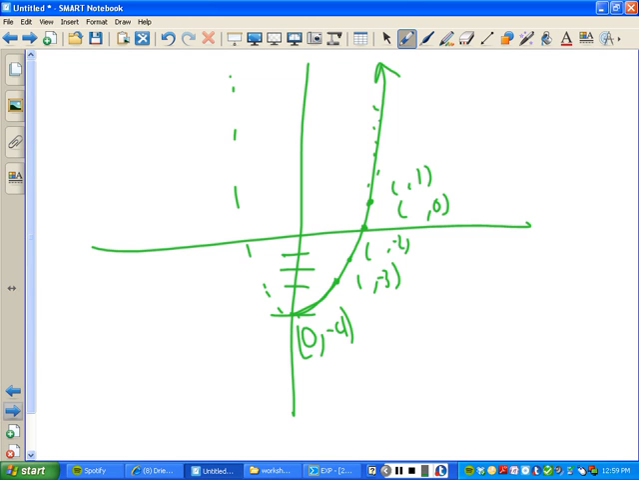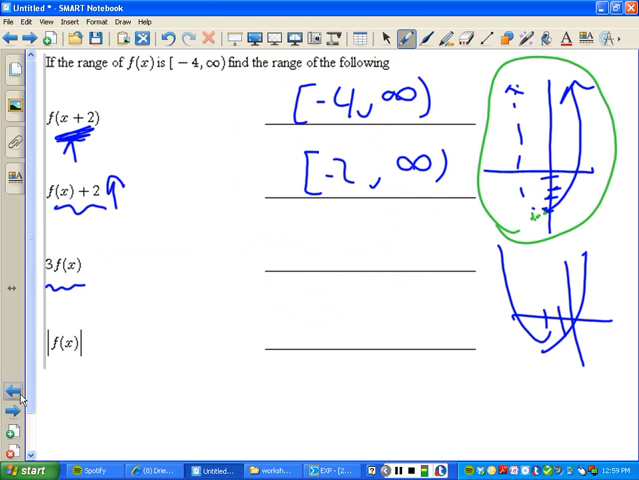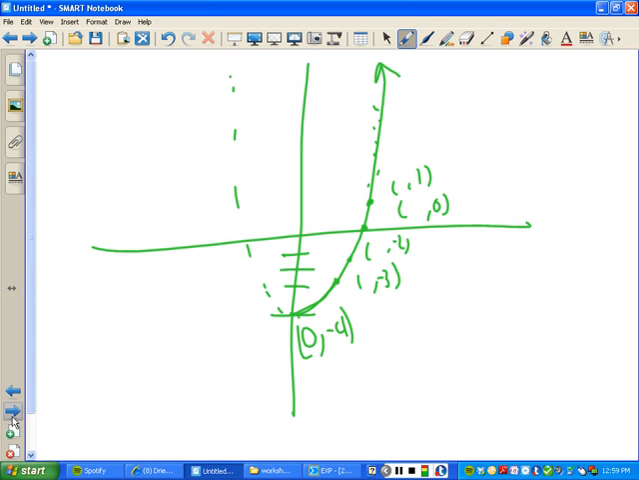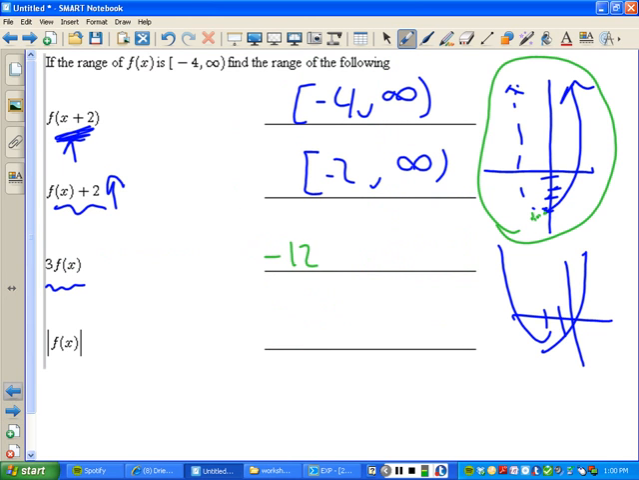Now, what happens when I look at 3f of x? What that's going to do is multiply every one of these y values by 3. So the 1 is going to become 3. The -2 is going to become -6. The -4 will be, so how low will it finally get? What's the lowest part on the graph? -12. Now how high will it go? To infinity. So this is going to be -12 to infinity.